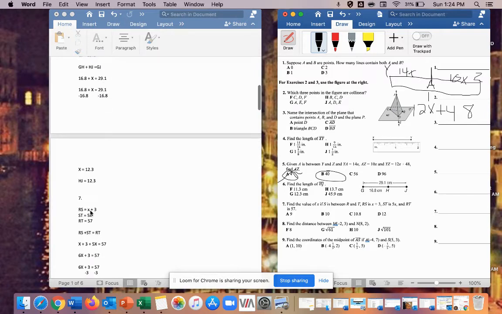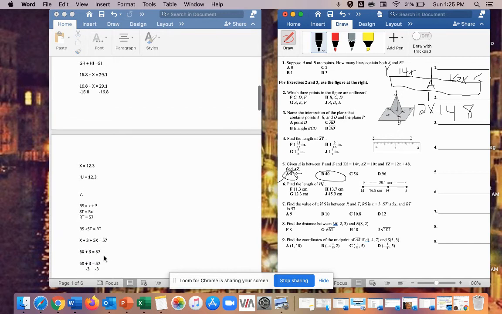RS equals X plus 3, ST equals 5X, RT equals 57. I literally copied that straight from the problem. And I know that RS plus ST equals RT. So then I sub in my numbers: X plus 3 plus 5X. Let me combine my like terms, and I get 6X plus 3 equals 57.